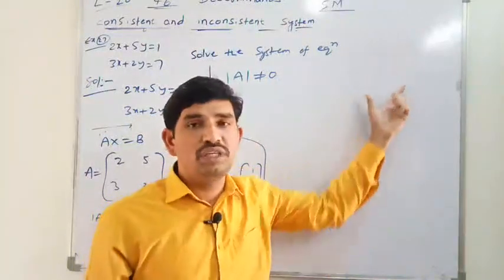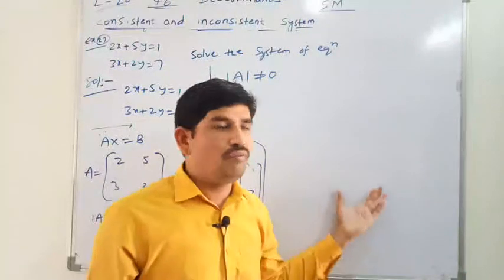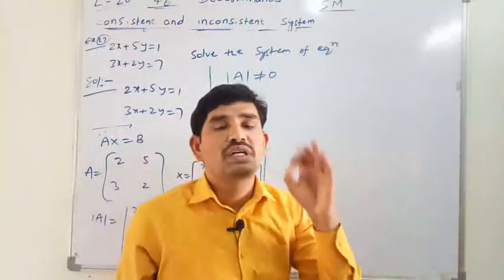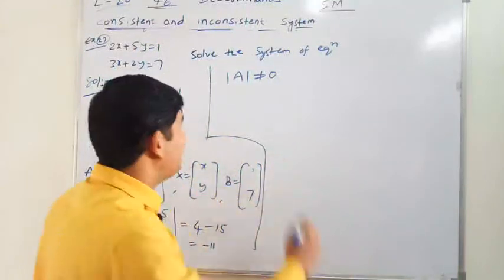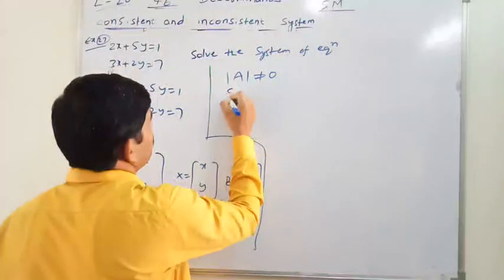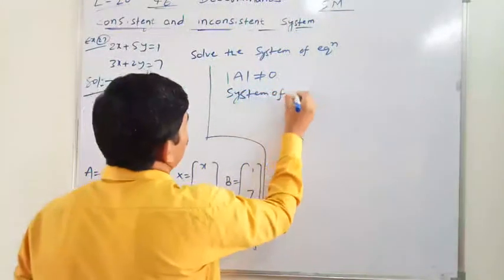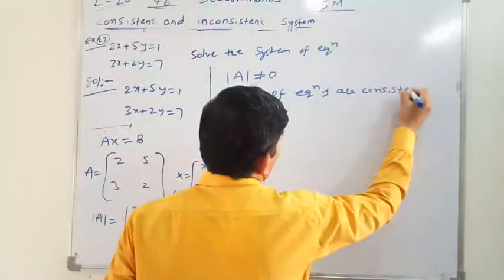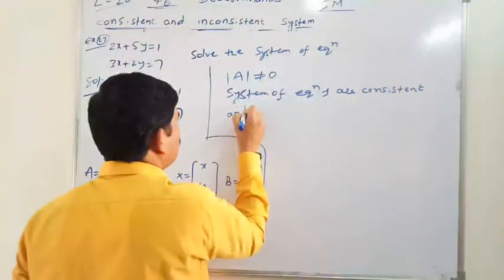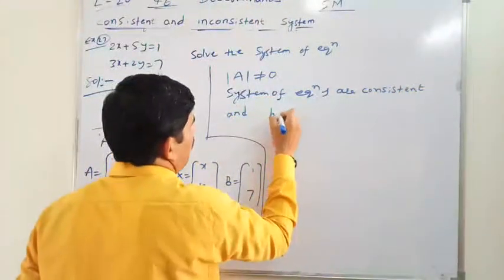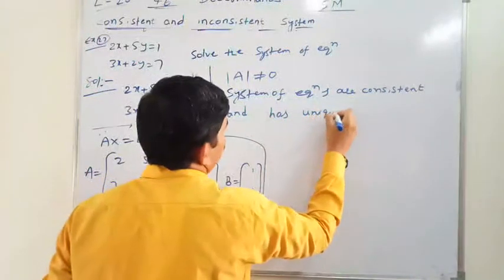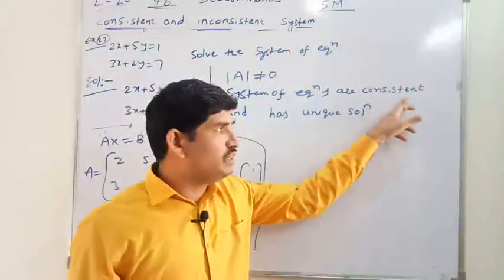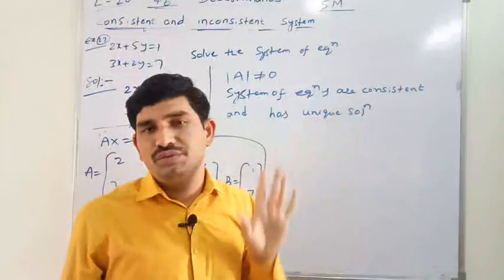Just now I told one chart diagram also. Suppose we got the determinant of A not equal to 0. There we are writing about consistent and unique solution. So that's why I am going to write here: the system of equations are consistent and has unique solutions. System of equations are consistent and has unique solutions, we have written here.